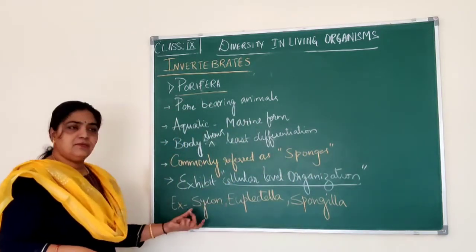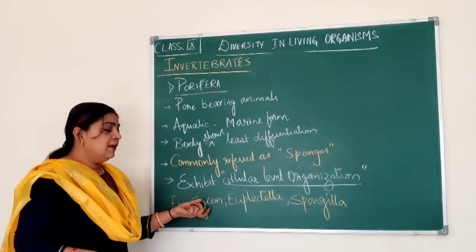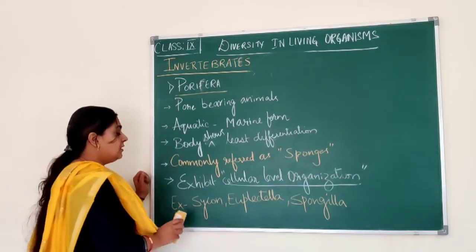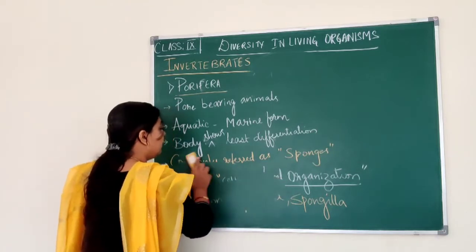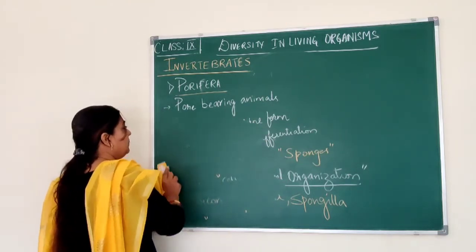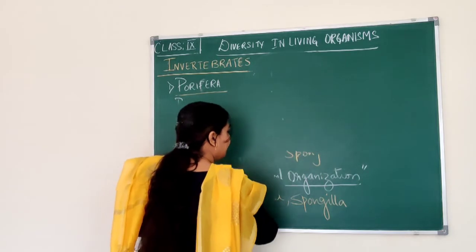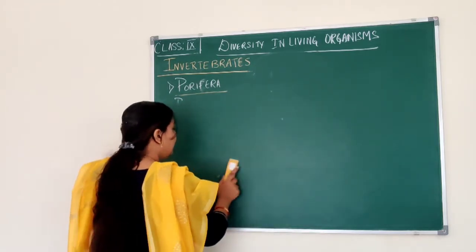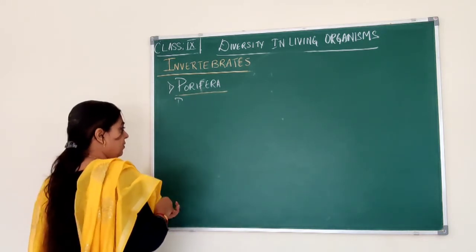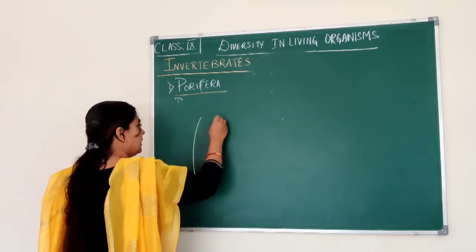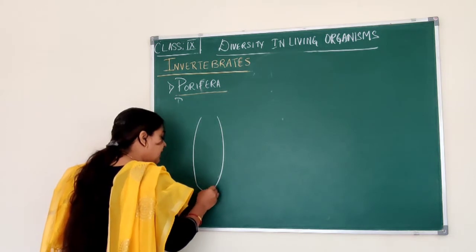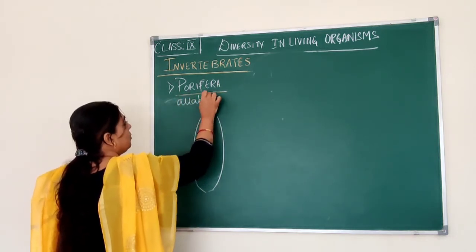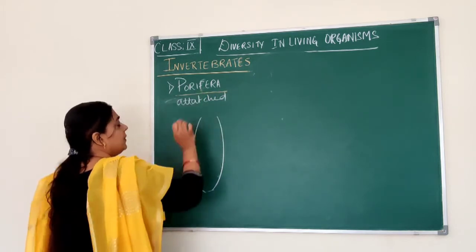And examples. Remember a few examples: Sycon, Euplectella, Spongilla. These are a few examples for the phylum Porifera. Now let us take one example, Sycon. Sycon looks something like this, cylindrical, and they are all attached. Porifera organisms are attached. They don't move.